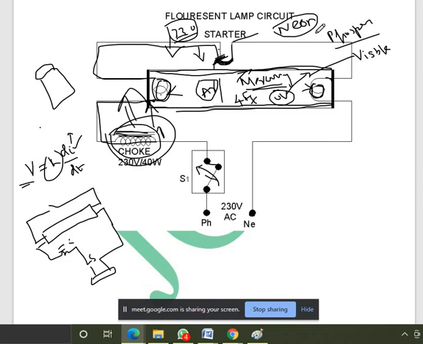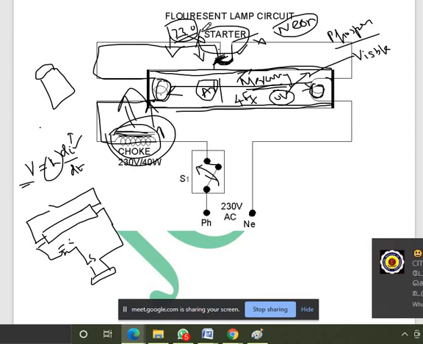Once the lamp is running, the current will be flowing through that gas only, the argon and mercury. So the current will not go through the starter. The current only flows through the low resistance path. So during the running condition, when the lamp is glowing, you can remove the starter and the fluorescent lamp will still be glowing. The starter is used only for starting purpose.